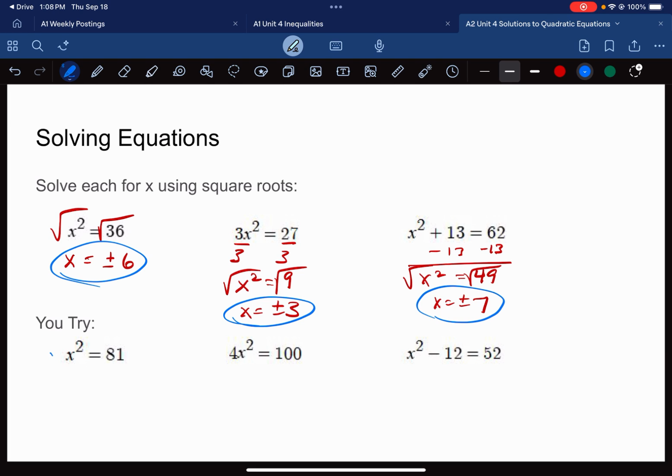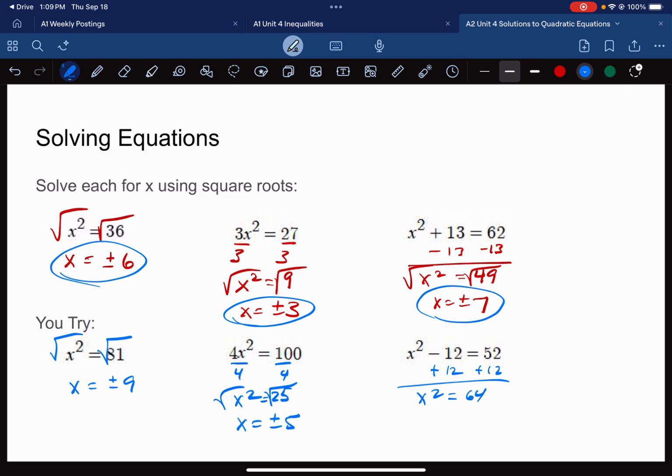All right, hopefully here you just simply took the square root right off the bat of both sides. It's ready to solve, positive and negative 9. The next one, you're going to divide by 4 first to get x squared by itself. And then we have x squared equals 25. I'll square root both sides, and x comes out to be positive and negative 5. Here I'm going to add 12. Then that's going to make x squared equals 64. I'm going to square root both sides, and x comes out to be positive and negative 8.